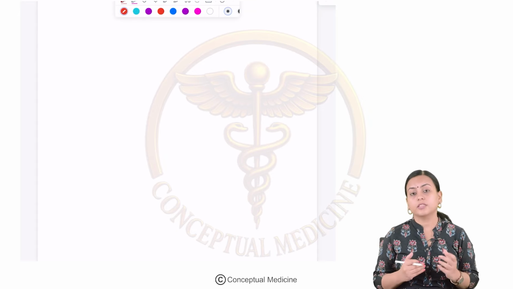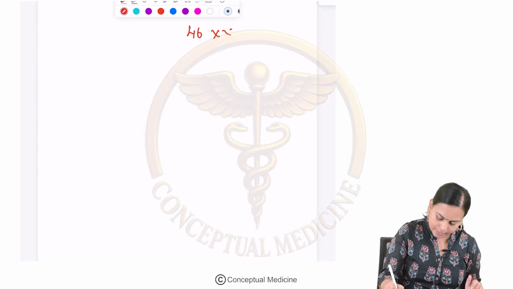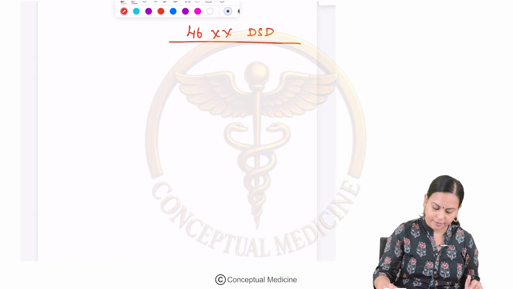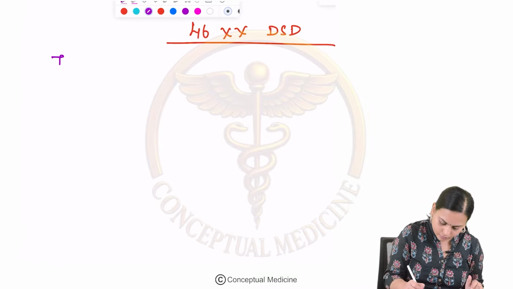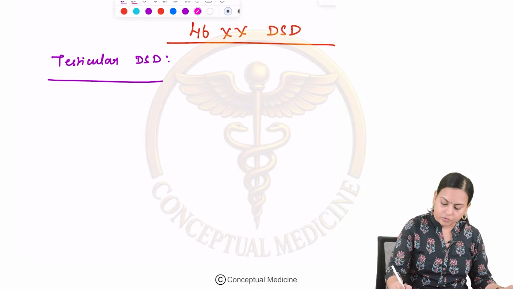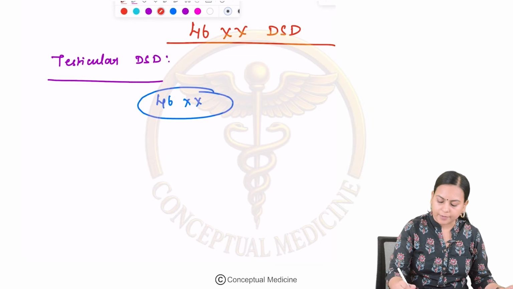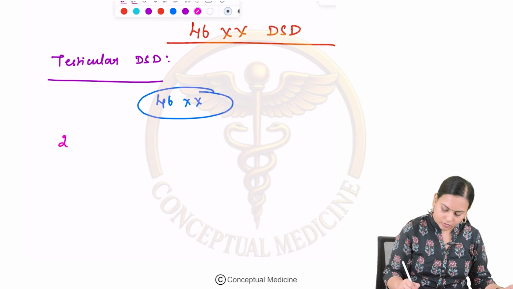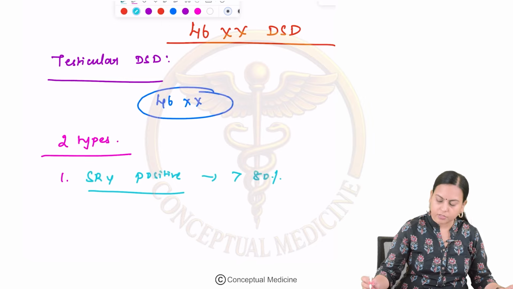Let's discuss now about the 46XX disorders of sexual development. Okay. So 46XX DSDs. Clear? First, let us discuss about the testicular DSD. Testicular DSD, here the chromosomal pattern is going to be 46XX only, and here you have two types of testicular DSD. Okay. Number 1 is SRY positive type, which is going to constitute more than 80% of the cases.